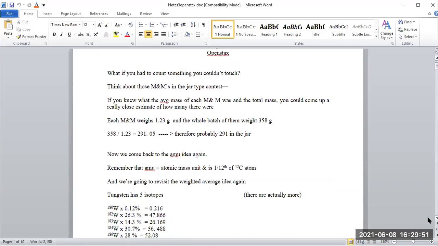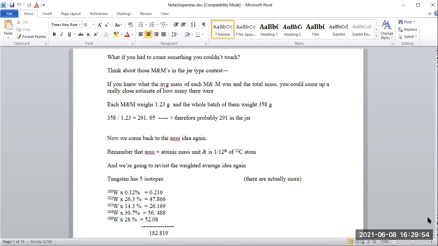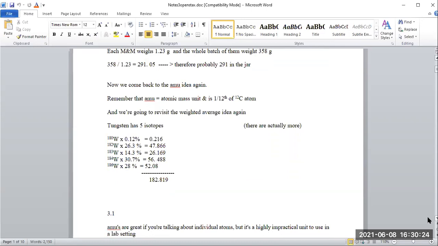So we're going to return to the unit we mentioned in the middle of chapter 2, which was AMUs, atomic mass units. One of the things we said was they are 1/12 of a carbon-12 atom. We're referring to the specific isotope. Now, most elements have at least a couple of isotopes. Some have more than a dozen.